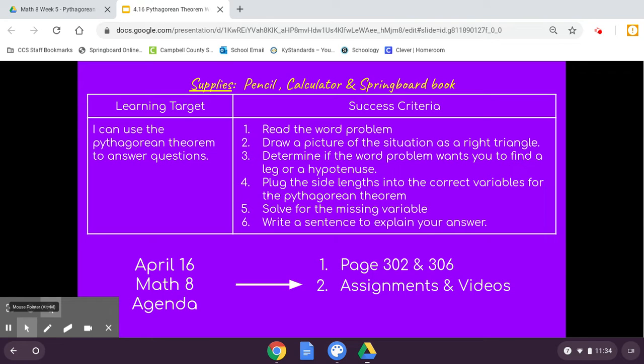Good morning, everyone. Today is April 16th, and we are learning about the Pythagorean theorem and word problems. You have 6 success criteria today, 2 items on our agenda.